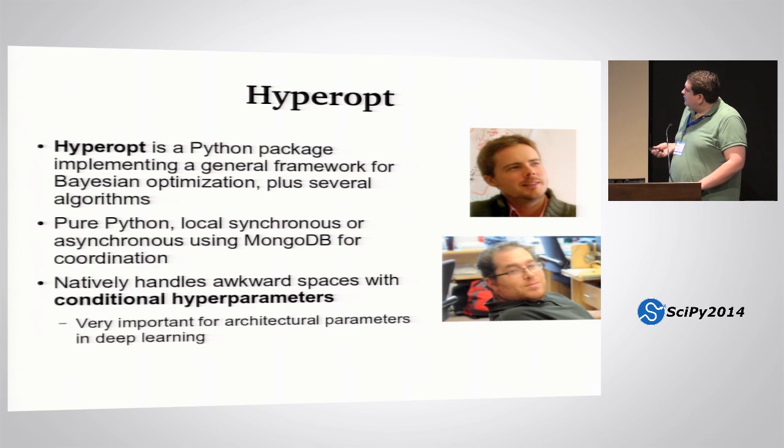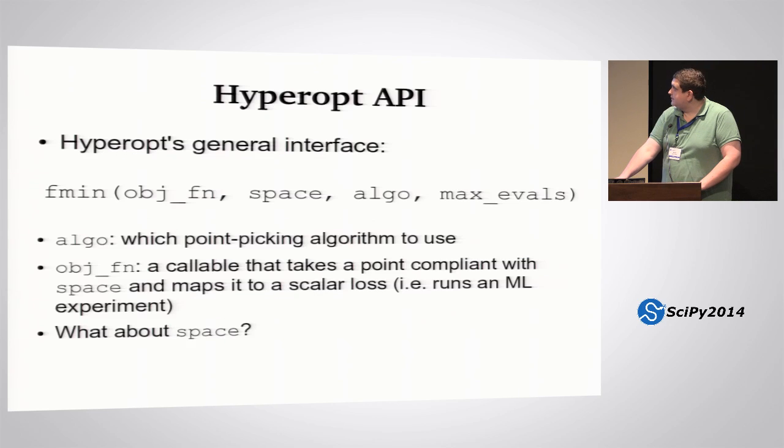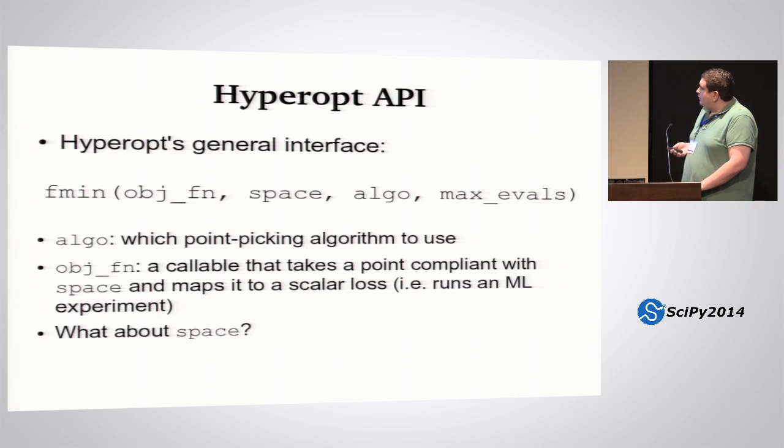Now, Hyperopt is briefly a package that implements some of these strategies. Importantly, it can handle conditional hyperparameters, which are very important in deep learning, where you may have some parameters that don't mean anything in some contexts. And the general interface to Hyperopt is an fmin function that takes an objective function, a space, an algorithm, and a maximum number of evaluations.